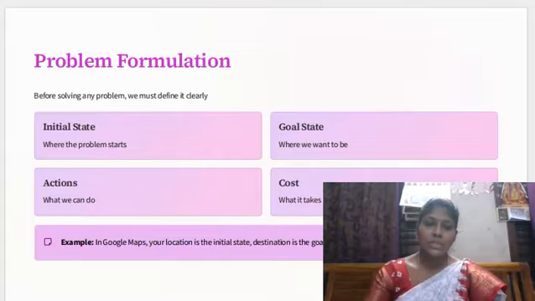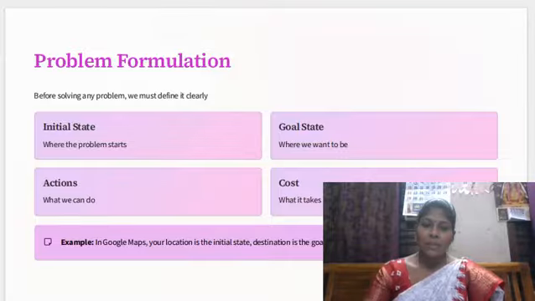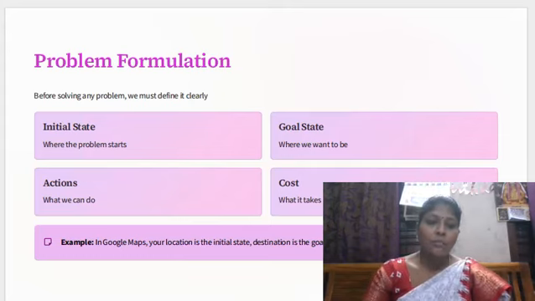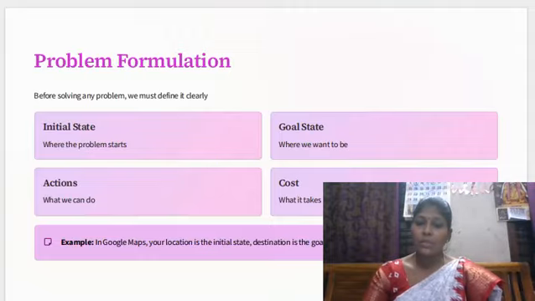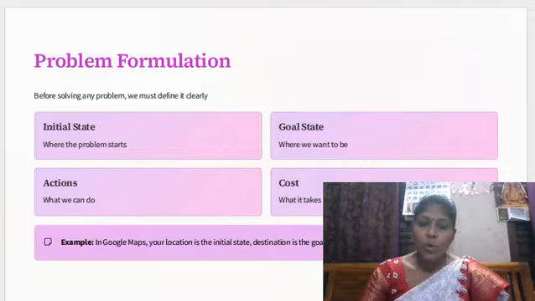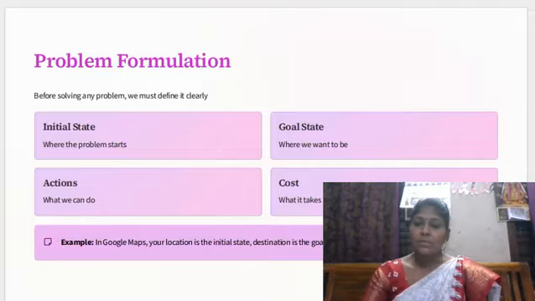The initial state is where the problem starts. The goal state is where we want to be, where we want to go. The action states are what we can do. The last one is the cost state, what it takes.